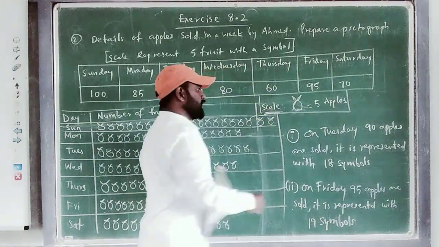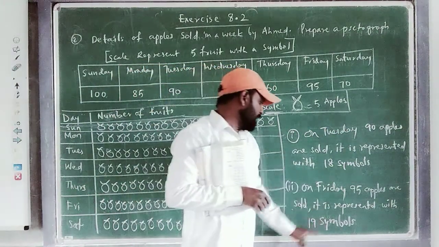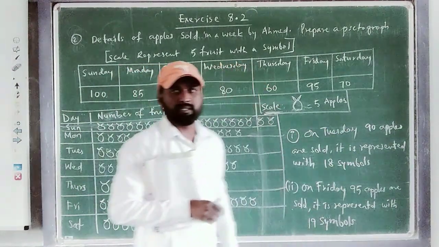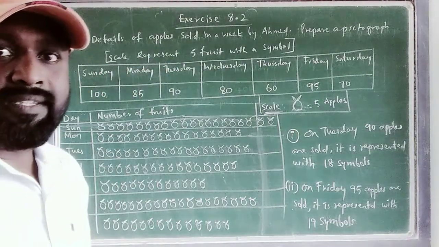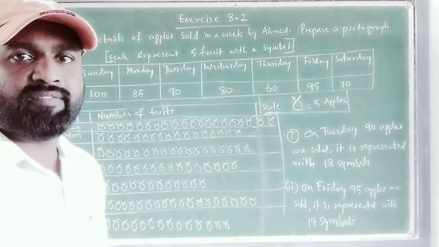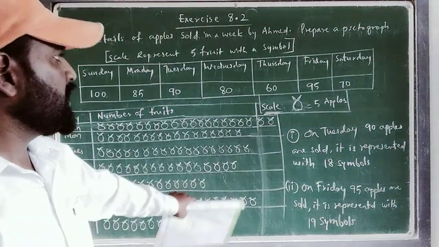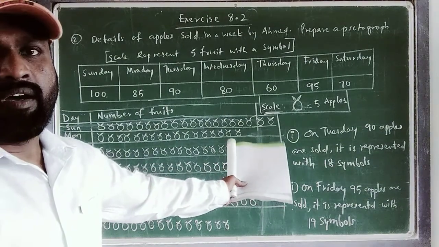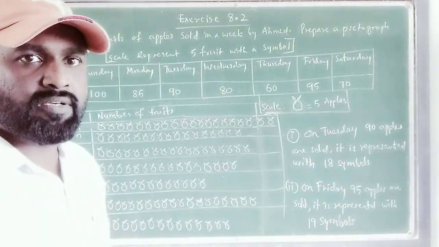So according to the scale, 90 apples were shown with 18 symbols, 95 apples shown with 19 symbols. So it is very easy. You only need to understand the scale. If you understand the scale, one figure is equal to how many apples, you can easily draw the pictures and calculate how many symbols are required to show in the pictograph. Hope you all understood this question.